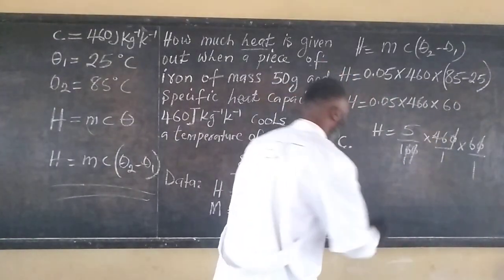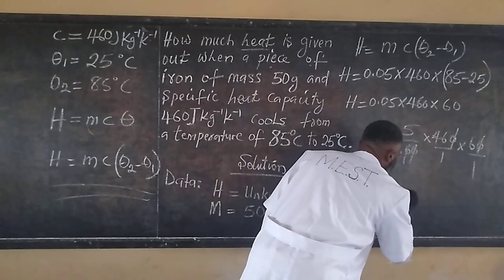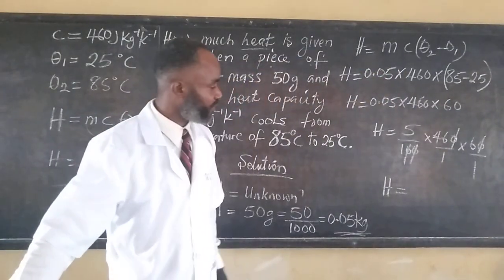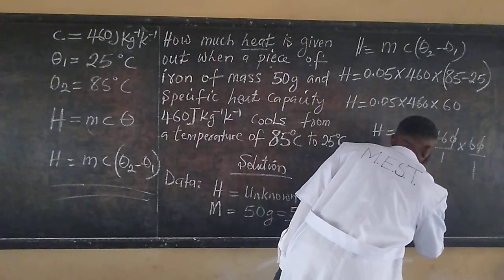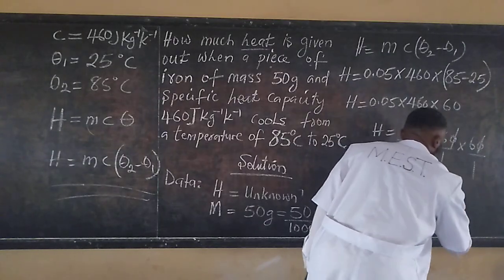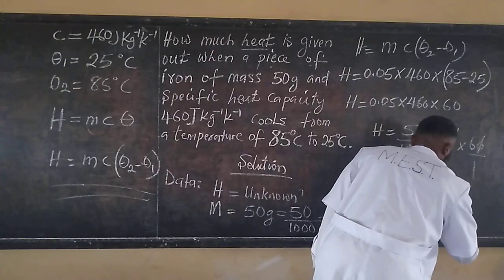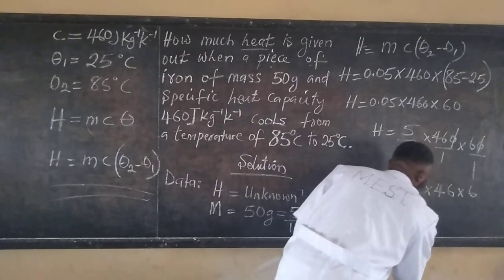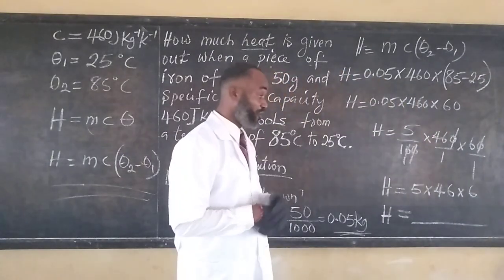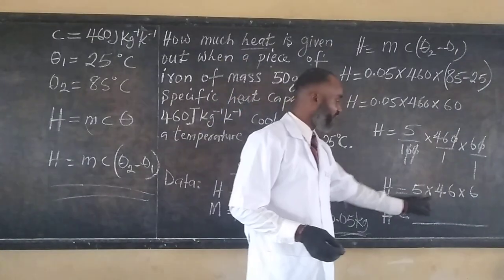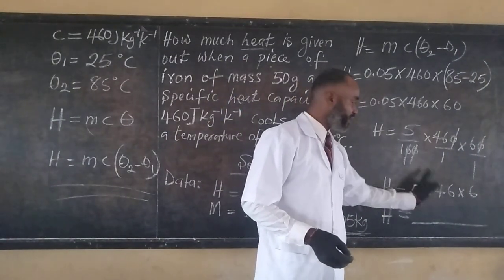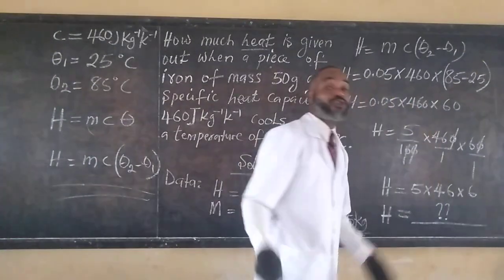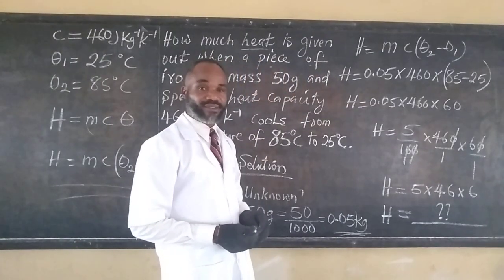So we are now left with what? H is equal to, what are the values remaining? 5, 46, and 6. So we have 5 times 46, and then finally times 6. What I want you to do is use a calculator this time around, or you can do this simple mathematics: 5 times 46, after which you multiply it by 6. Whatever it gives you, put it in the comment box. So that's how to solve it.